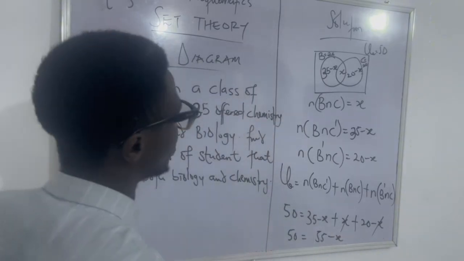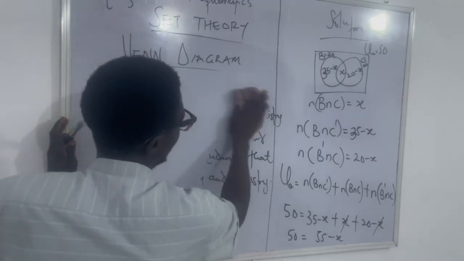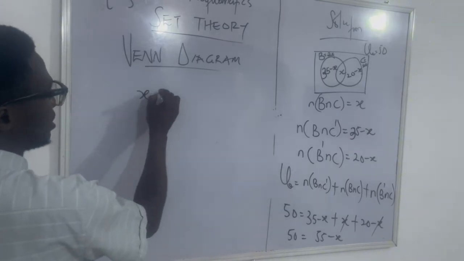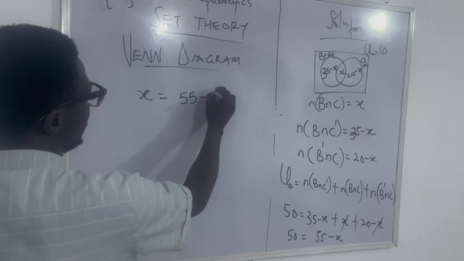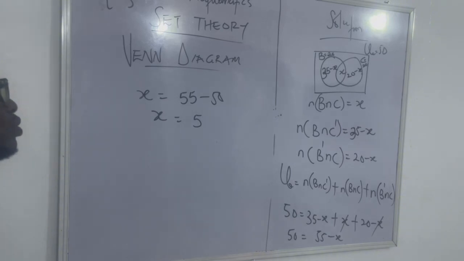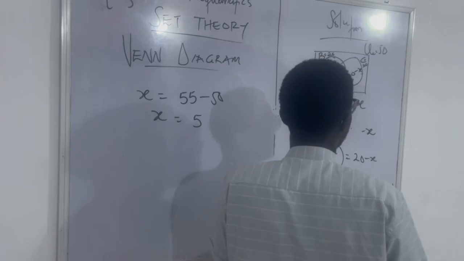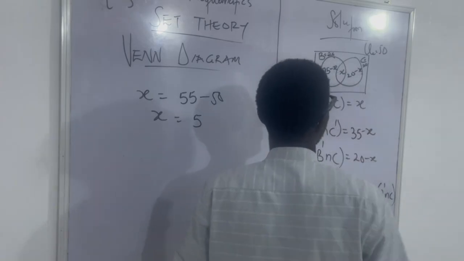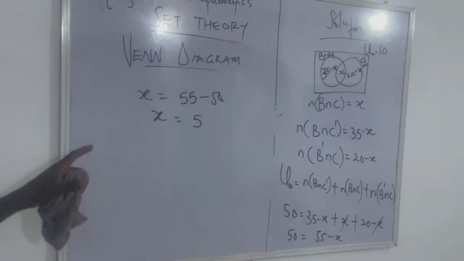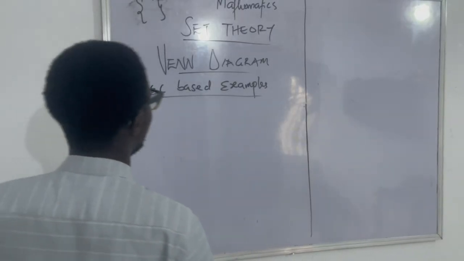If x crosses the equality sign, x equals to 55 minus 50. So x equals to 5. So that's the main reason why I had to change this one to 35, so that we will not get a negative answer. So are we together? That is how to get it. So we're going to solve a WAEC-based example.